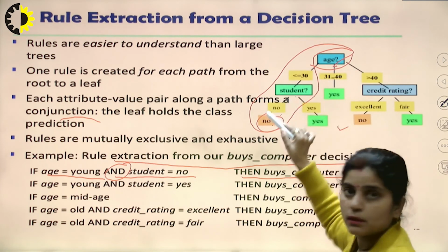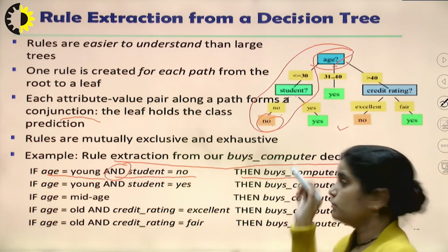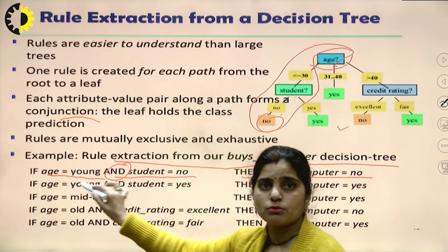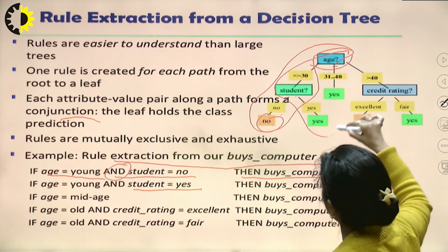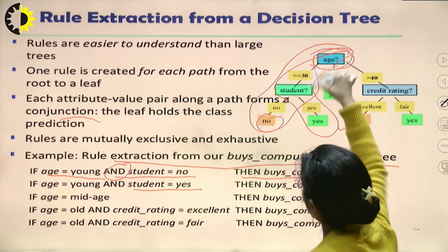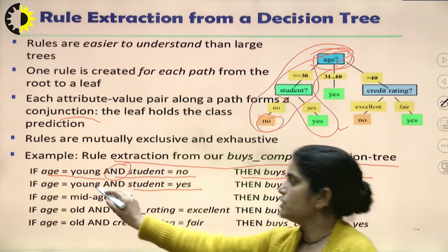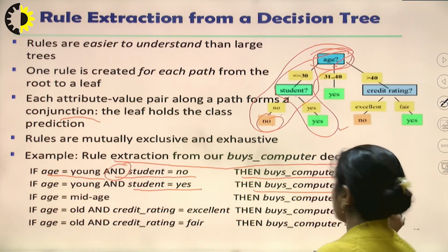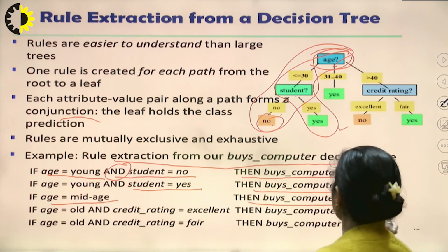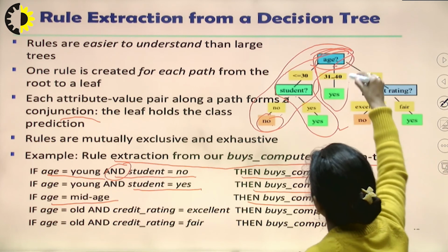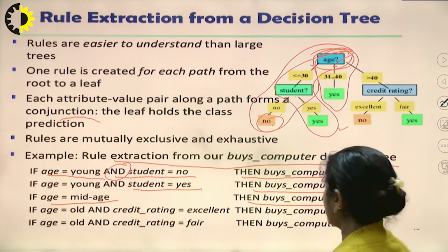So from root to leaf node, one rule is created for each path. The second rule is: if age is equal to young and student is equal to yes, then buys computer is equal to yes. This path from root to leaf creates another rule. The next rule is: if age is equal to mid age, meaning in the range of 31 to 40, then buys computer is yes.